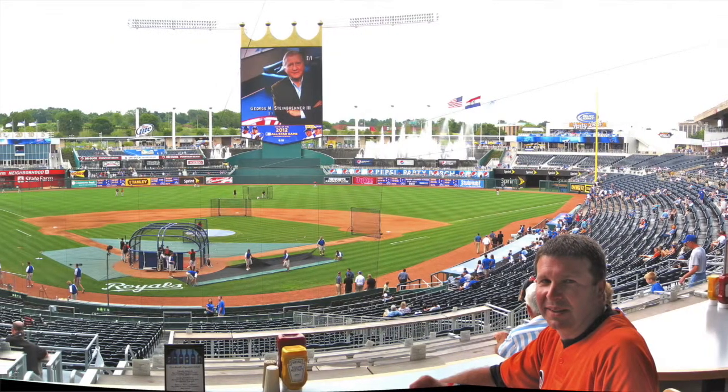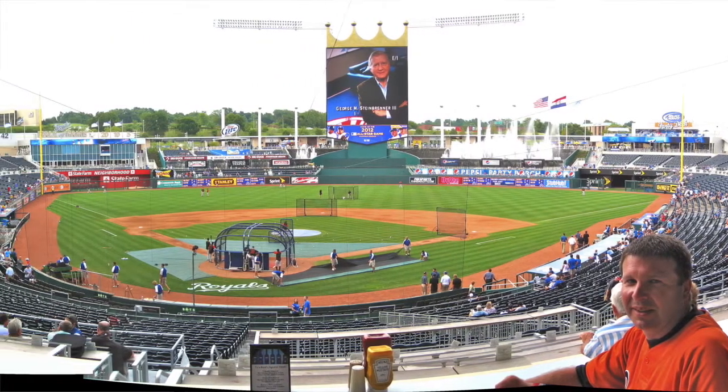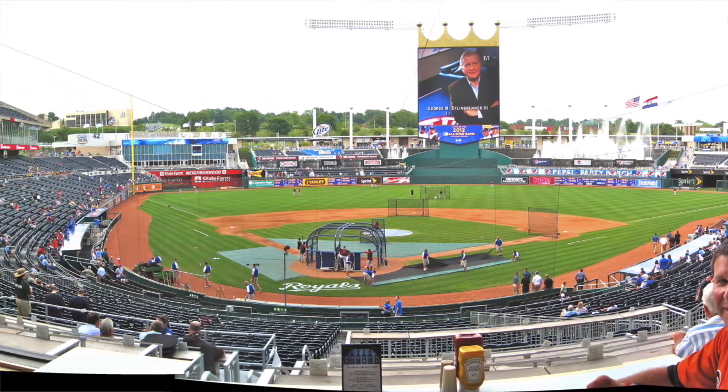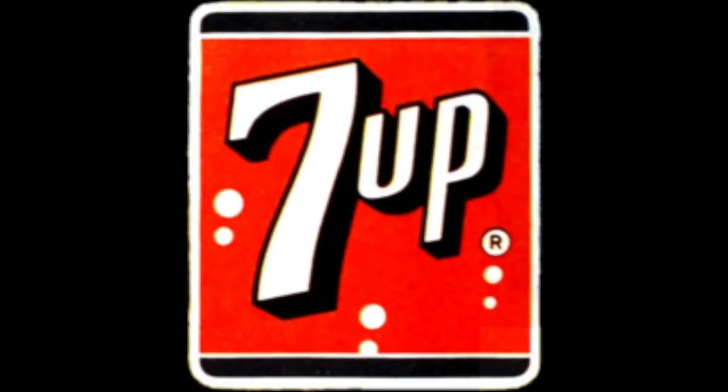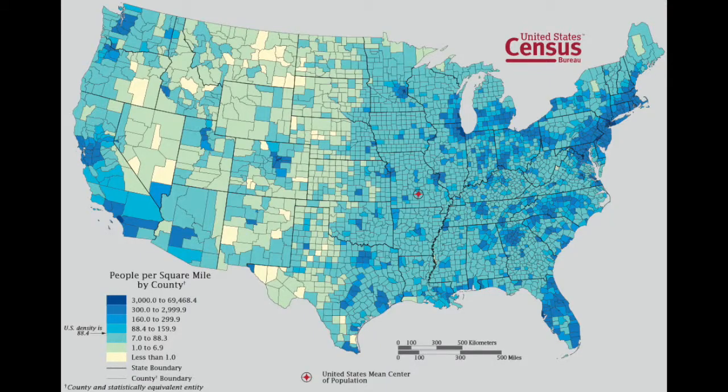This state has 2 Major League Baseball teams. Another fact that might help you is knowing that the soft drink Dr Pepper was first introduced at the 1904 World's Fair. Also, 7-Up was invented in this state. This state is situated within a day's drive of over 50% of the United States population. This state is sometimes considered the gateway state, or sometimes it's referred to as the show me state.